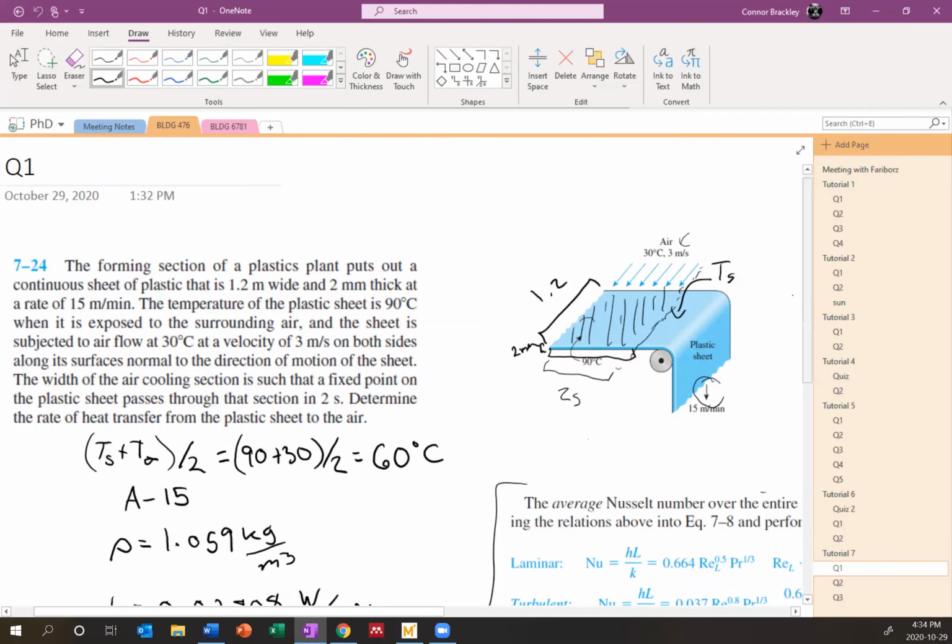Okay, and the airflow is mentioned in the problem? Yes. Yeah, so it's also mentioned here, but I went over that quite quickly, so it's good to clarify.